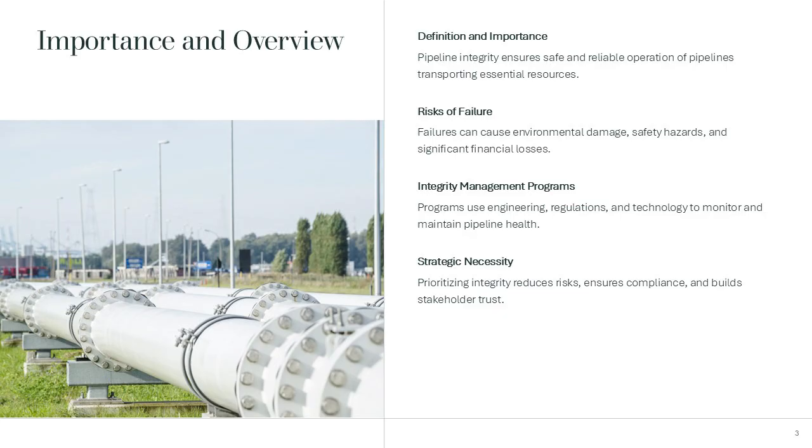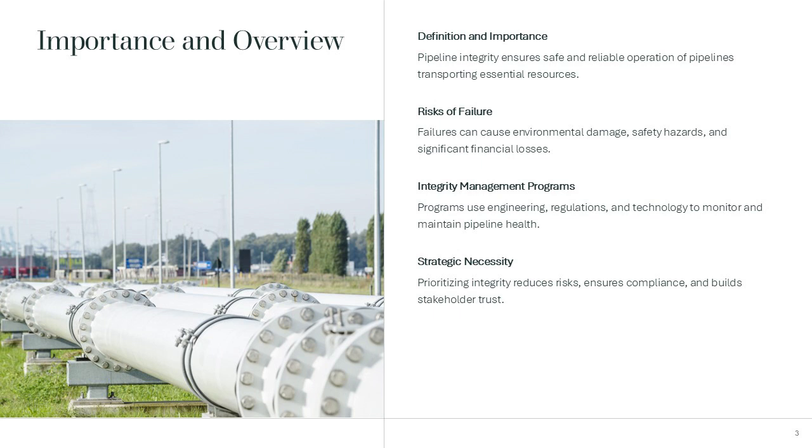Pipeline integrity refers to the ability of a pipeline system to operate safely and reliably throughout its lifecycle. It is a critical aspect of energy infrastructure because pipelines transport essential resources such as oil, gas, and water over long distances. Maintaining integrity ensures environmental protection, public safety, and operational efficiency. Failures can lead to catastrophic consequences, including spills, explosions, and financial losses.